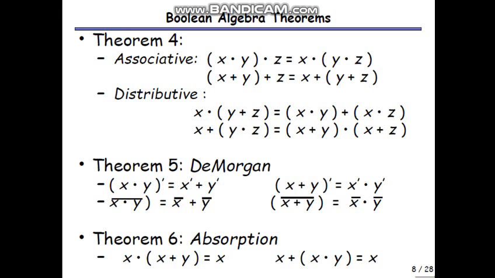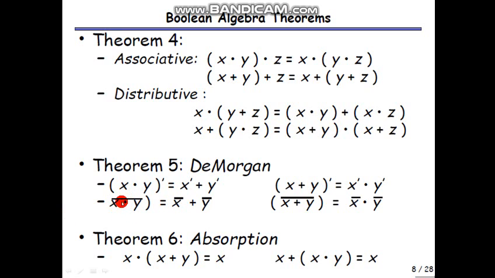Then theorem number 5 is called De Morgan's law, which is a very, very important law. De Morgan's theorem or De Morgan's law is asked in the paper sometimes. De Morgan's law states that x into y complete bar is equal to x bar plus y bar, or x plus y complete bar is equal to x bar dot y bar. When this complete bar gets split in terms of these two variables, the resultant operation should get changed.